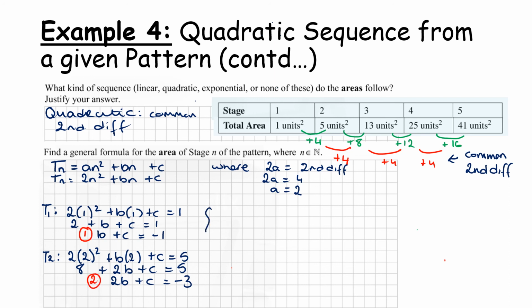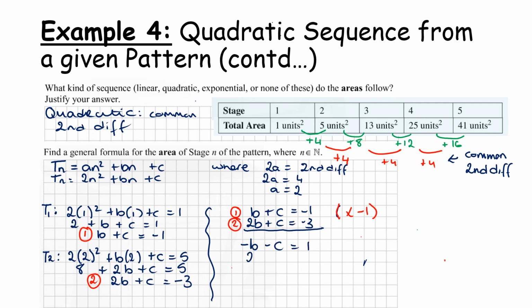So now I have two equations in b and c, and I want to solve for them. I'm going to use simultaneous equations and try to eliminate one of the letters. If you stick to using T1 and T2, you're always going to be able to eliminate c quite easily. You can do that by simply multiplying the top line by minus 1 to change all of its signs. So you get minus b minus c equals 1, and 2b plus c equals minus 3. You can see here the c's eliminate. You're left with b is equal to minus 2.